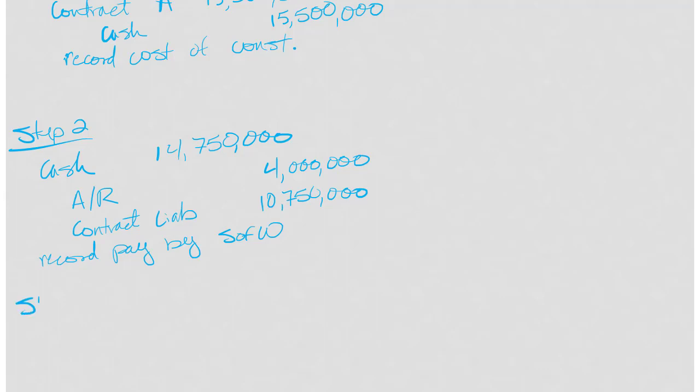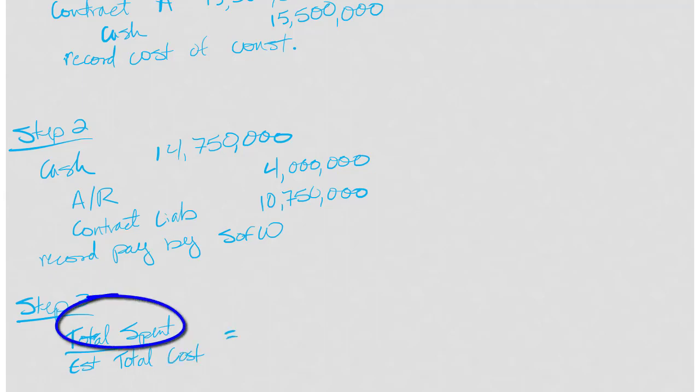Step 3 is to get our percentage. And again, that's going to be the total spent divided by the estimated total cost. Now, please note here, it's the total spent, not the total spent this year, but the total spent period.